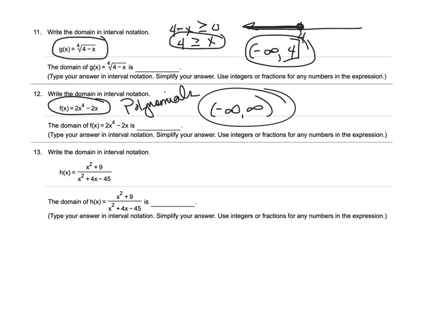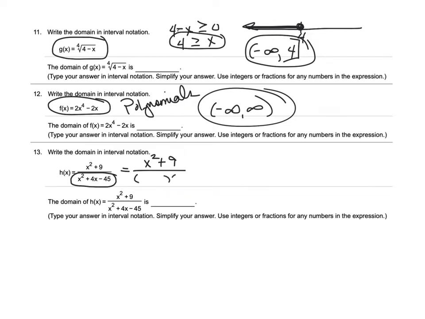Okay, number 13. This is the rational, where you have a fraction. Whenever you have a variable in the denominator, you do need to worry about what makes that denominator 0, because it is not defined to have 0 in the denominator. So to find the domain, it really doesn't matter about the top. You're just worried about the bottom. We want to solve the bottom for 0 and see what you get.